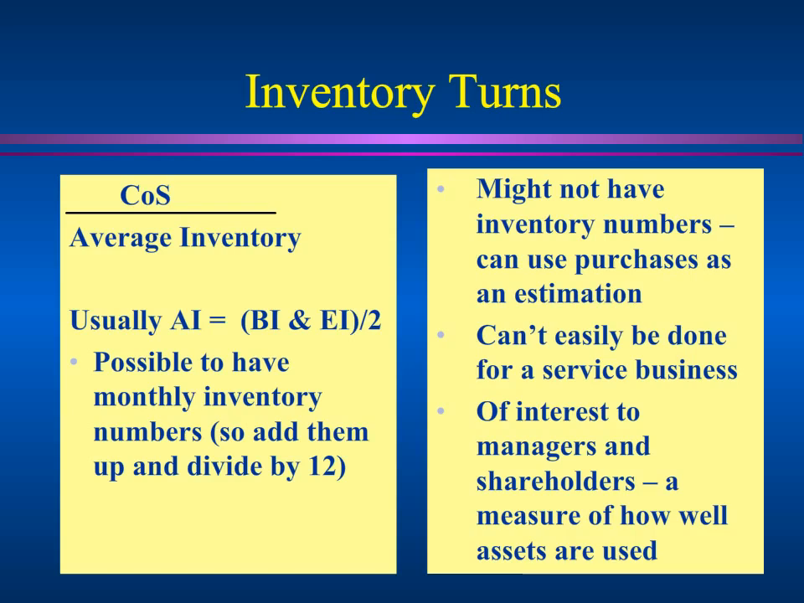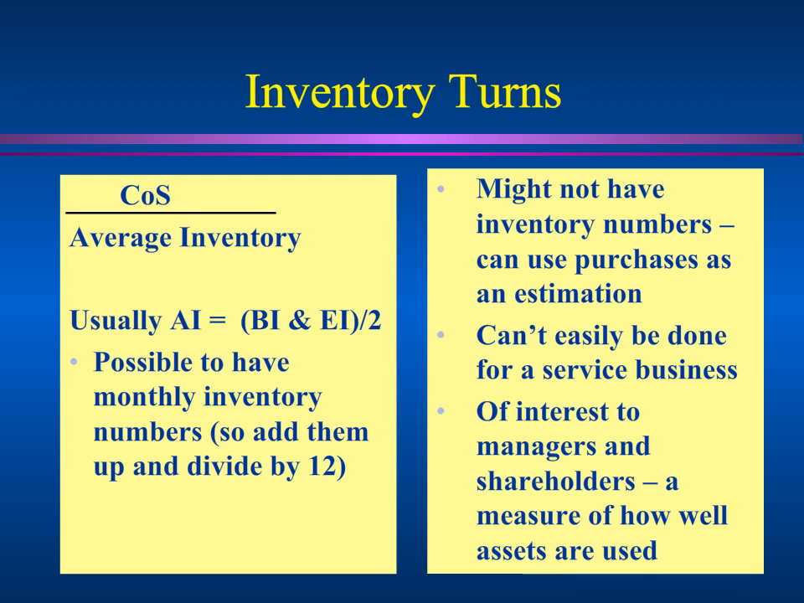Now, every once in a while it comes out that we've only got one financial statement. We don't have the last year's and the year before. And so we use the ending inventory divided by 1, which means we use the ending inventory. Some companies actually do a monthly inventory, so you would add them all up and divide by 12, kind of simple averaging. And as well, we might not have the inventory numbers. We might just have the income statement, so we can use the purchases expense as an estimation as well.